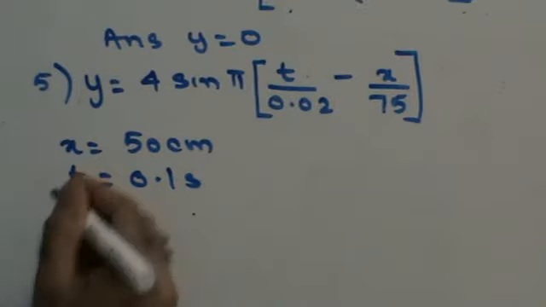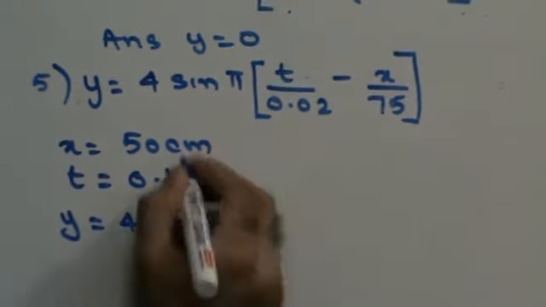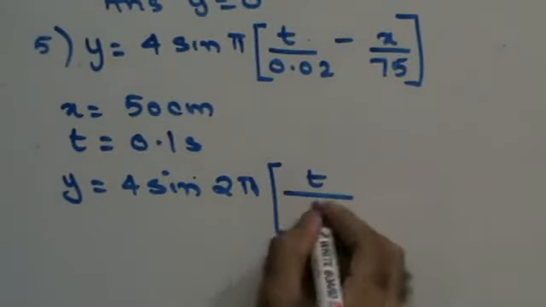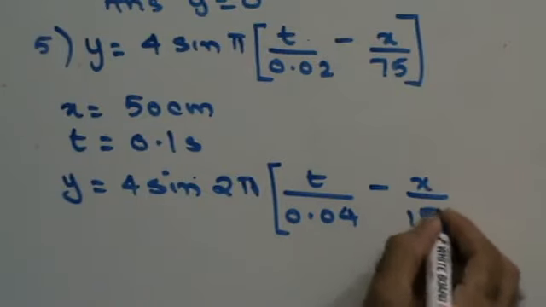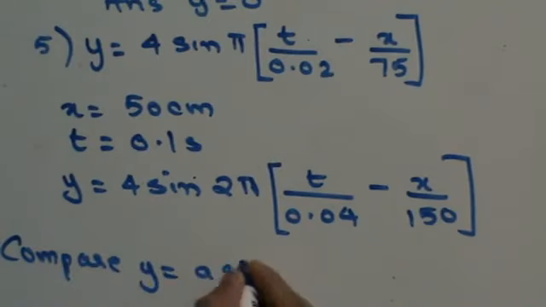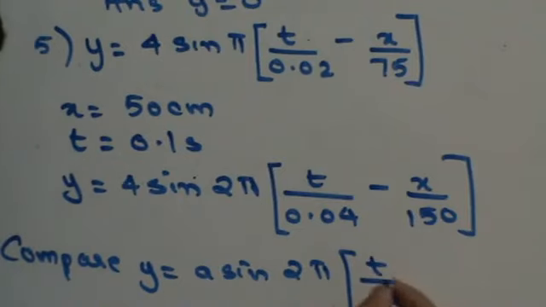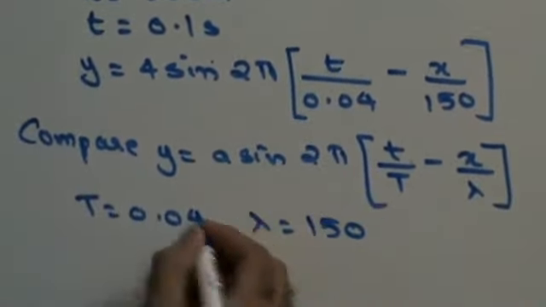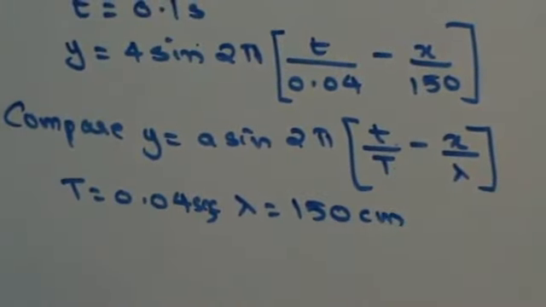Now first of all, let's simplify this equation. Y is equal to 4 sine. Instead of pi, I will make it 2 pi, which means I have multiplied by 2. If I multiply the numerator by 2 to keep the equation constant, I should multiply the denominator also by 2. So whether I write pi into t upon 0.02 minus x upon 75, or I write 2 pi into t upon 0.04 minus x upon 150, it is the same thing. Now compare this with the equation y is equal to a sine 2 pi, t by T minus x by lambda. I can therefore say that T is 0.04 and lambda is 150, in seconds and centimeters, because all units are given in SI units.